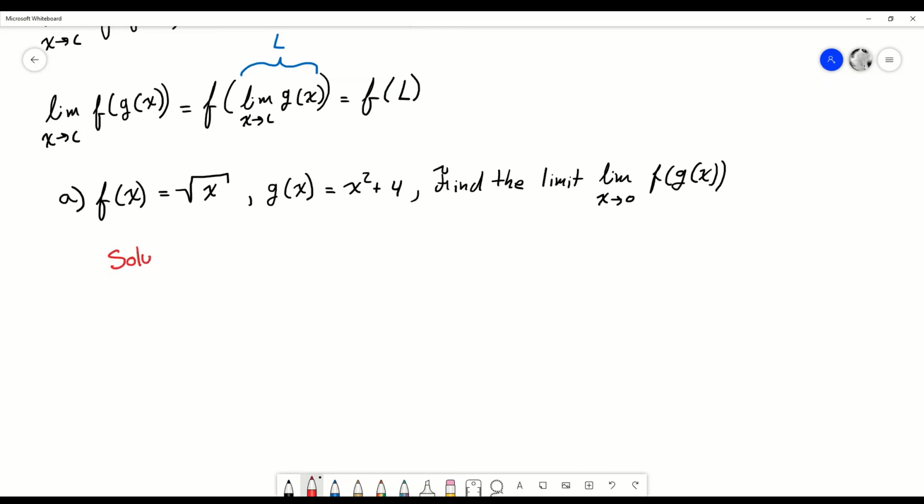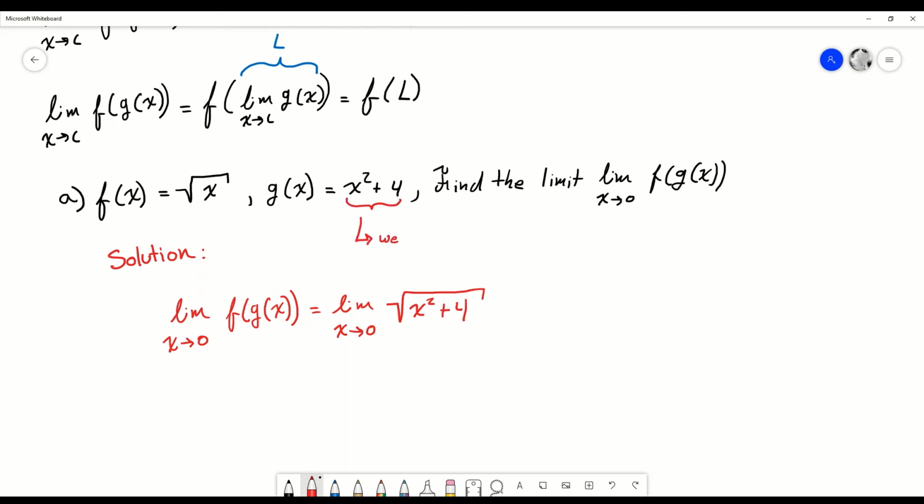So in my solution, I'm always going to start by first rewriting the problem, the limit as x approaches 0 of f of g of x. So the outside function is going to be the square root of x. So I'm going to keep the square root part, and I'm going to evaluate it at g of x, which is x squared plus 4. Notice that x squared plus 4 is a polynomial, so it is going to be a well-behaved function. You can use direct substitution when evaluating that limit.